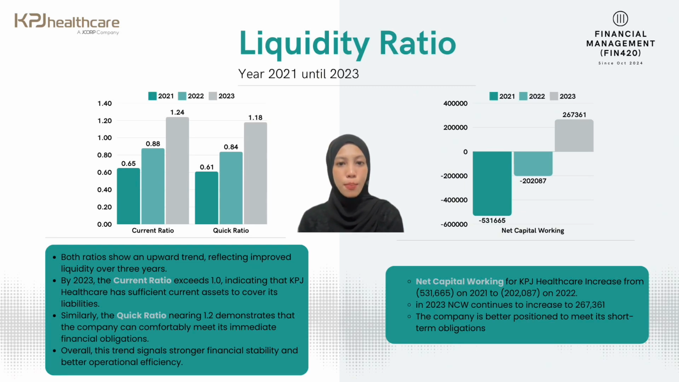The current ratio improved significantly, increasing from 0.88 in 2021 to 1.24 in 2023. This shows that KPJ now has sufficient current assets to cover its short-term liabilities. The quick ratio, which excludes inventory from current assets, also rose from 0.65 in 2021 to 1.18 in 2023, reflecting better liquidity and financial health. As for net working capital, KPJ moved from a deficit of 531,665 in 2021 to a positive value of 267,361 in 2023.